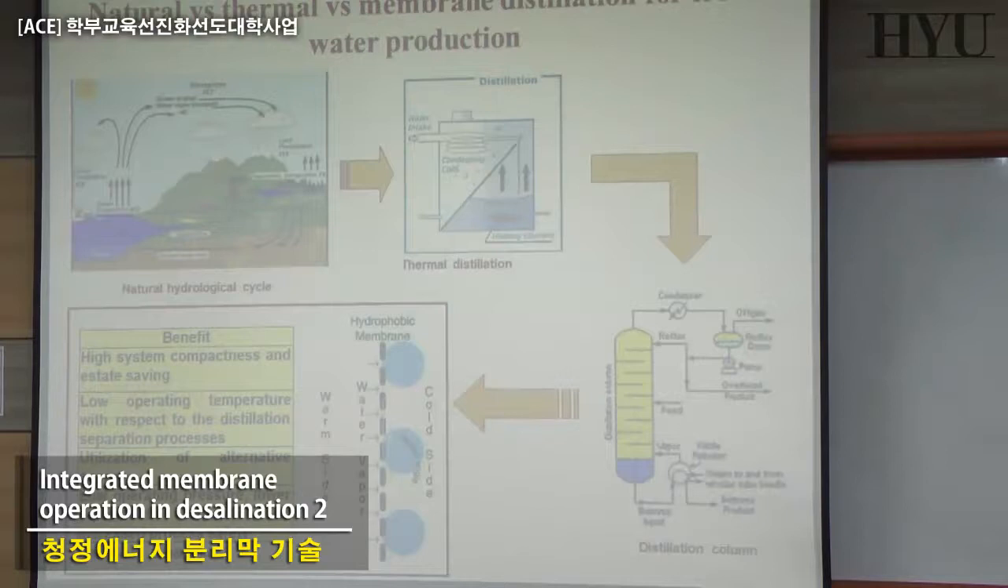Energy, remember one thing: here we don't speak about energy. Never say that in membrane distillation you want to save energy.